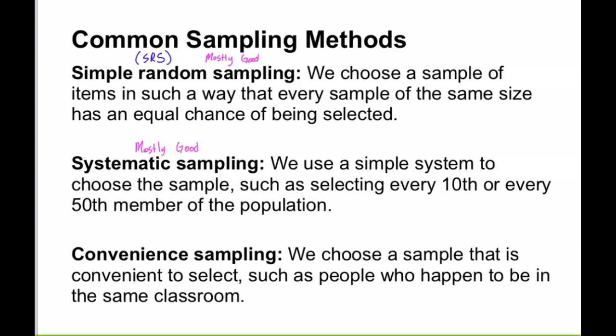And then there's convenient sampling, which is what it sounds like. Choose a sample that's convenient. So I could go, what's the average height at the school? I'm going to use you guys because you're in my classroom right now. This is bad. This generally does not give you a good sample.